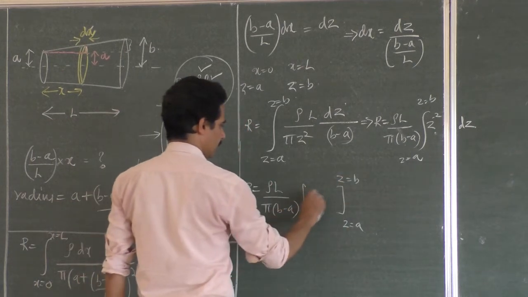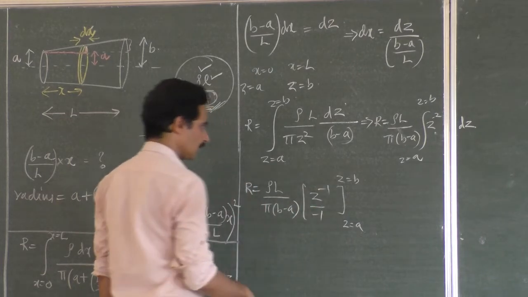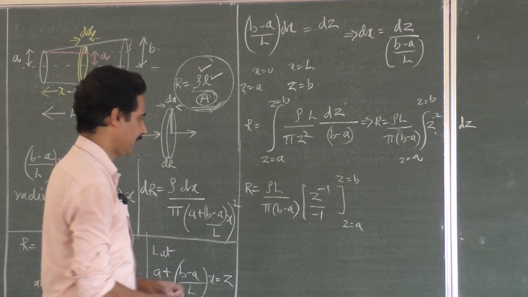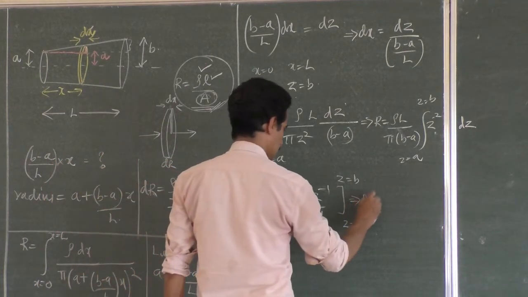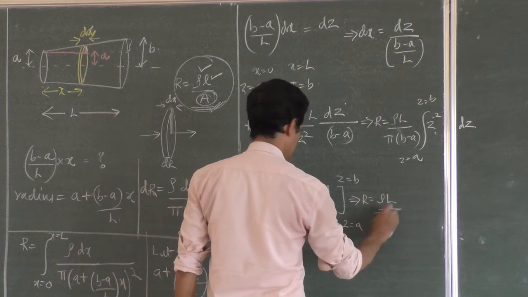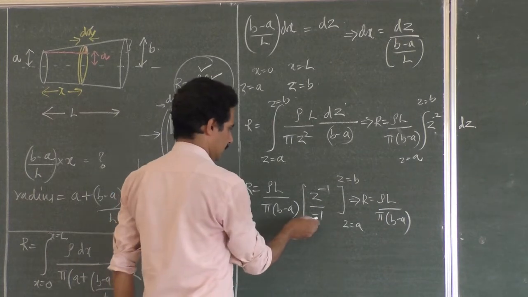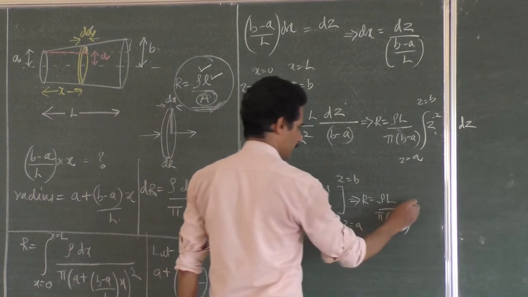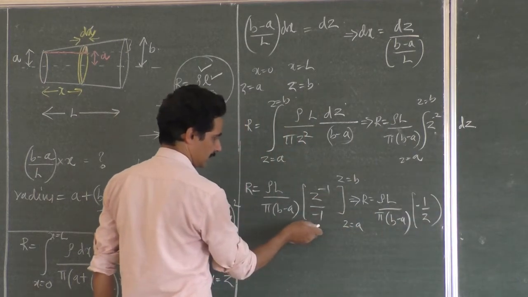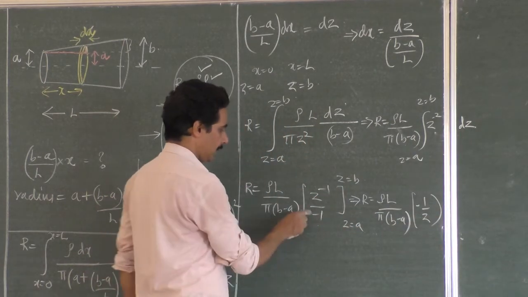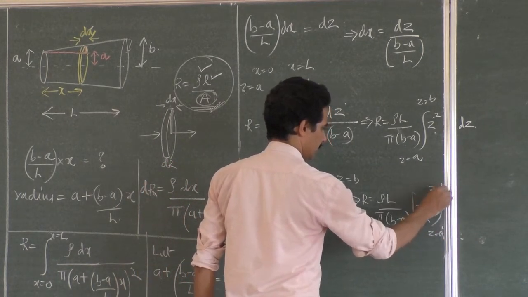This is z to the power minus 2 plus 1, divided by minus 2 plus 1. So that implies R is equal to rho L by pi into b minus a. This is minus 1 by z, right? Z to the power minus 1 can be taken to the numerator. It becomes z to the power plus 1, and minus remains as it is, and limits are z equal to a to z equal to b.